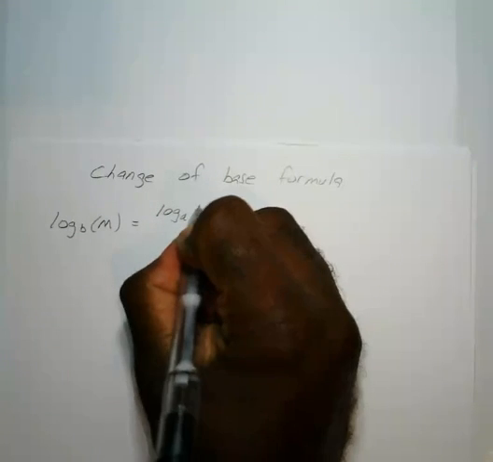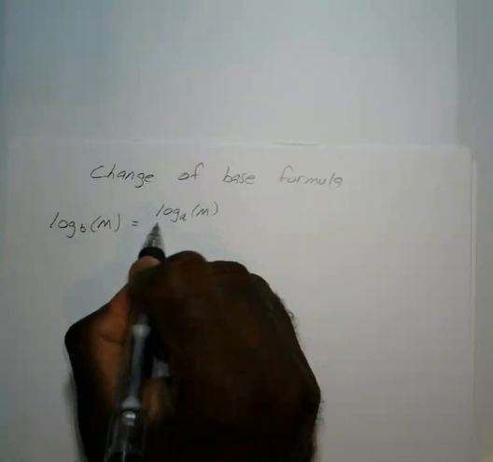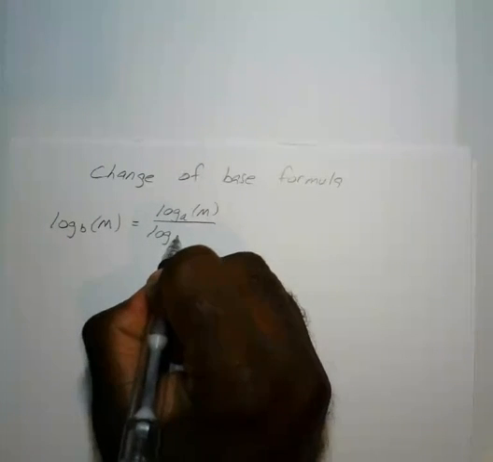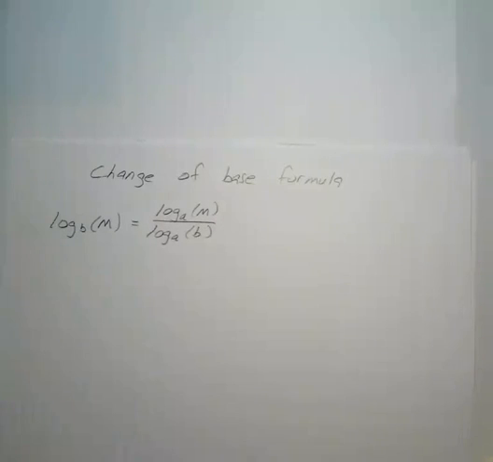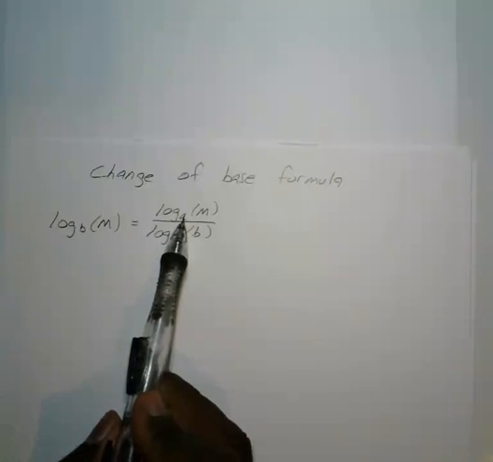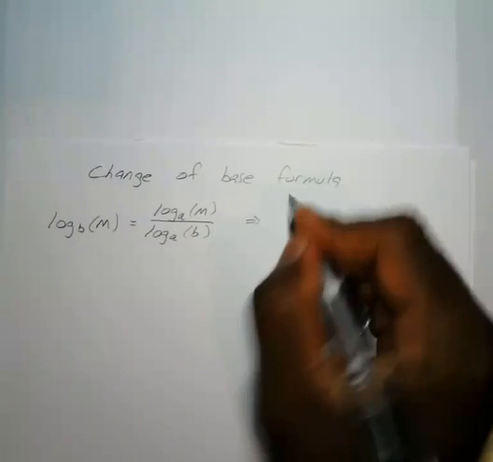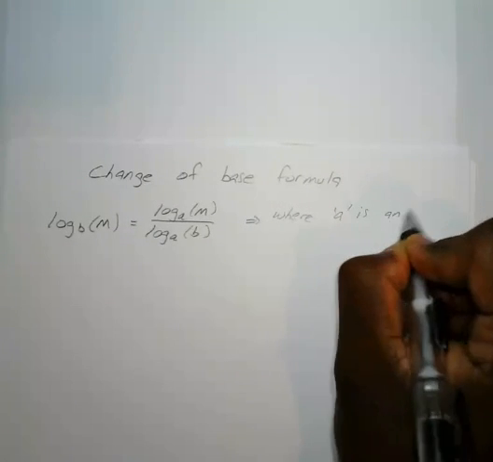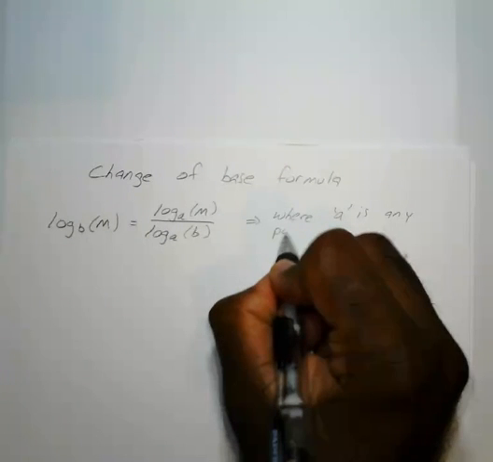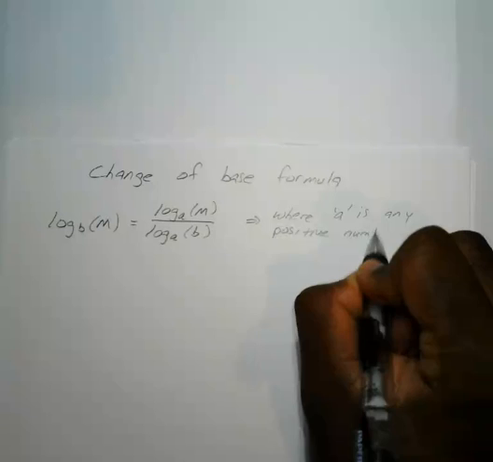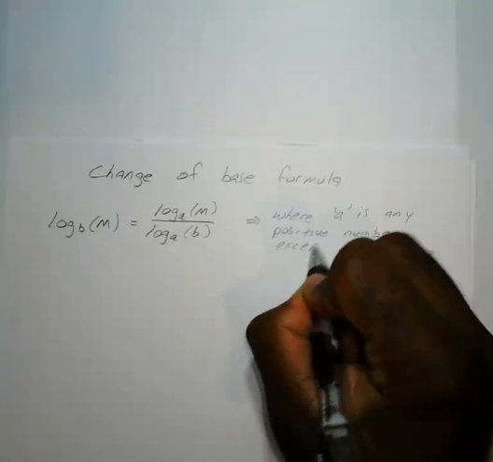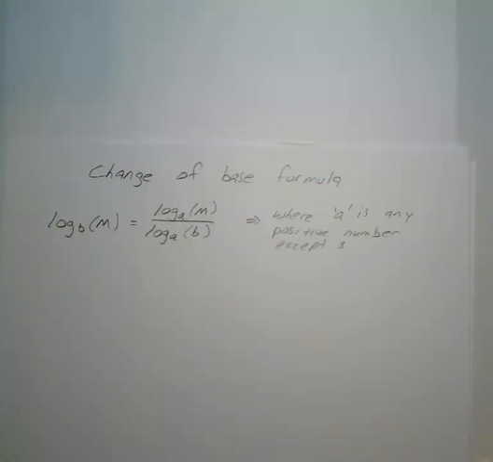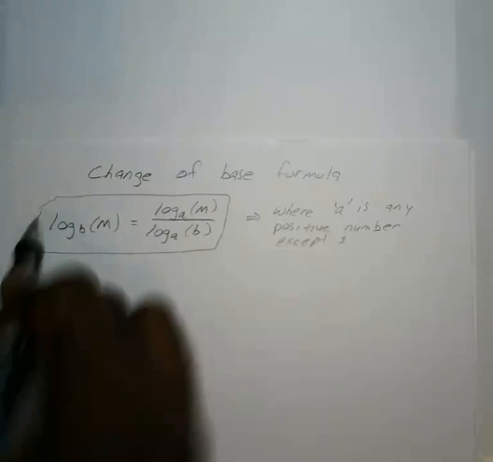Let's say we'll make that log base a of m over log base a of your base. Remember, you notice your base has changed. You can make that a equal any value you want, where a is any positive number except 1. Okay, now this is your change of base formula.